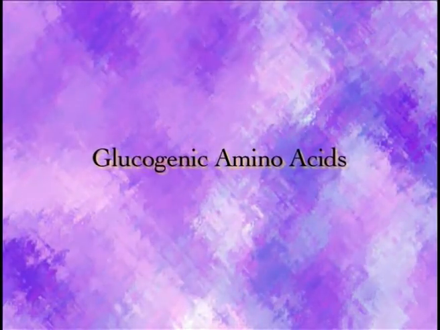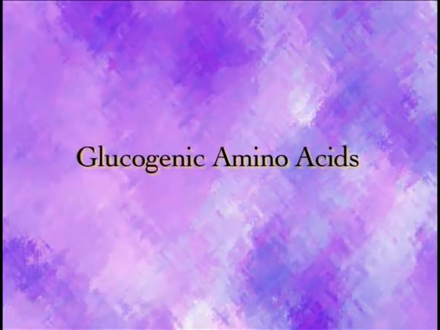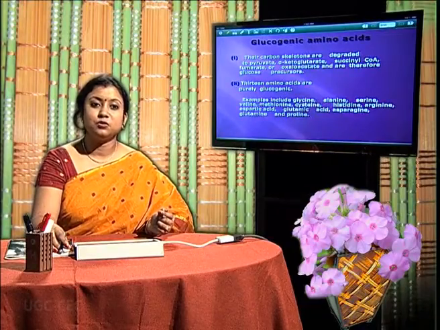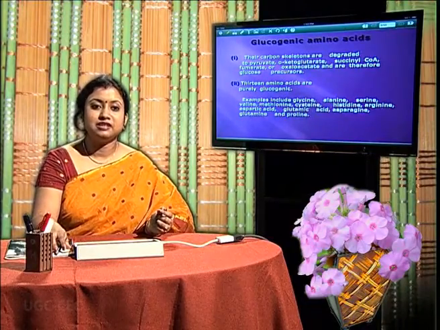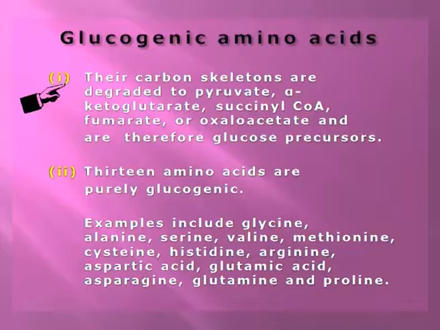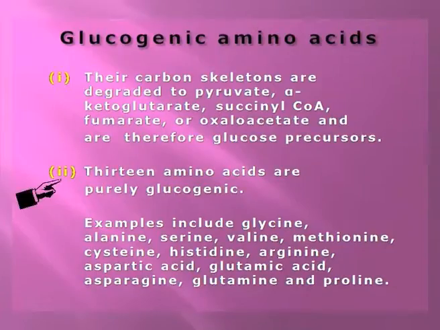Now what are glucogenic amino acids? Glucogenic amino acids are those amino acids whose carbon skeletons can be converted to either pyruvate, fumarate, oxaloacetate, succinyl-CoA and alpha-ketoglutarate. All these are glucose precursors and hence these amino acids are called glucogenic amino acids. Now 13 amino acids fall under this category and the examples include glycine, serine, alanine, methionine, isoleucine, etc.